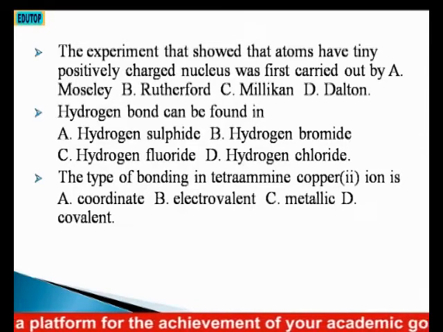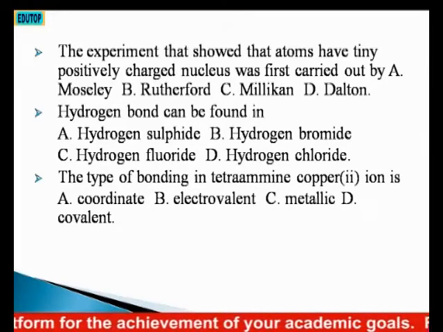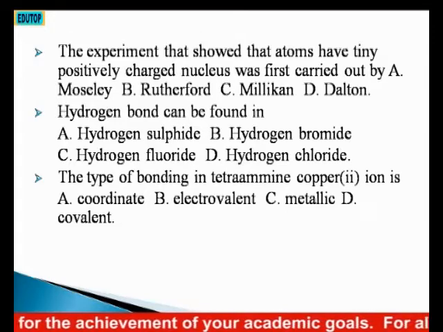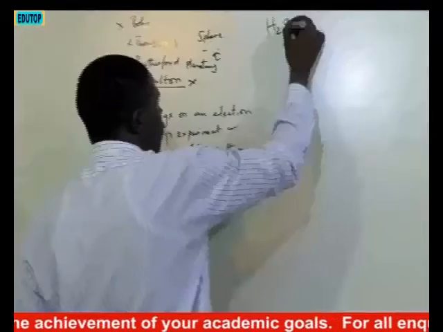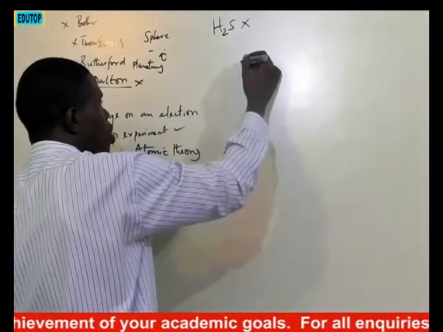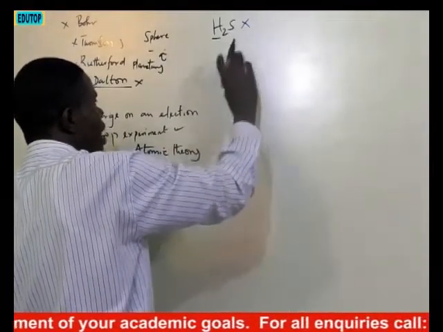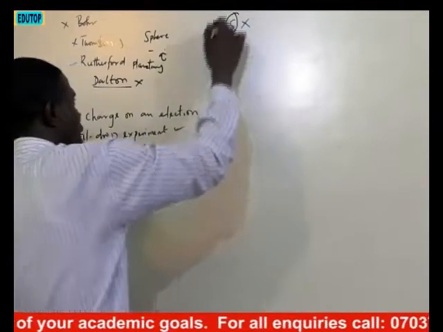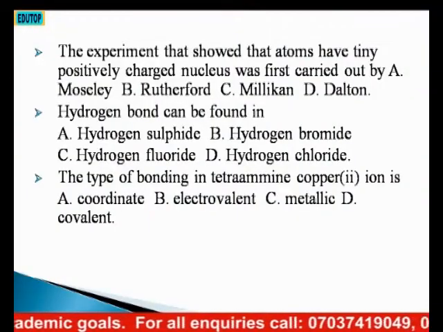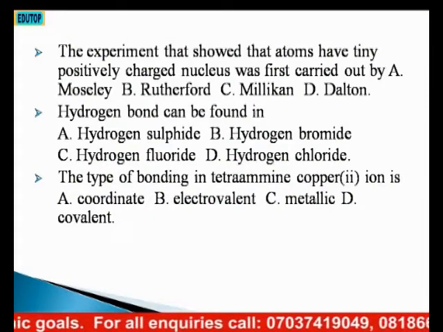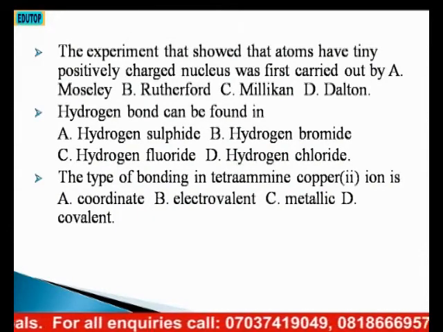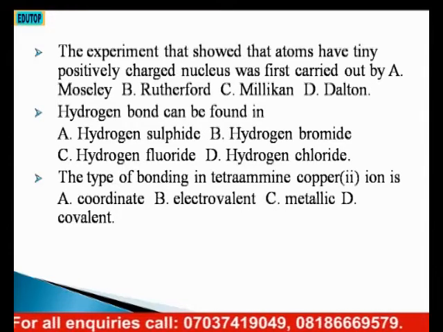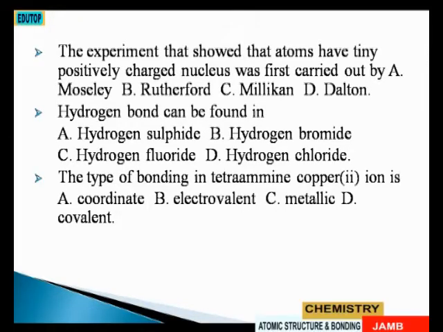Hydrogen bond can be found in hydrogen sulfide. No. Why is it not hydrogen sulfide? Simply because hydrogen bond exists between a hydrogen and a highly electronegative element. This is not a highly electronegative element, so it can't be hydrogen sulfide. B. Hydrogen bromide. C. Hydrogen fluoride. Then D. Hydrogen chloride. Hydrogen chloride can never be.